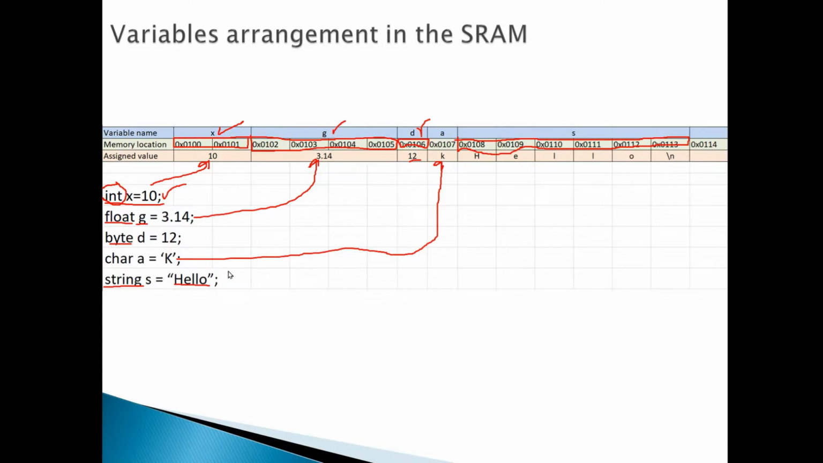So take 6 bytes for the H, E, L, L, O, and the terminator. This is how it will be stored. And for sure, for the character and the string, it won't be stored as an alphabet, but as an ASCII code in binary. This is how the compiler will deal with the variable declaration.